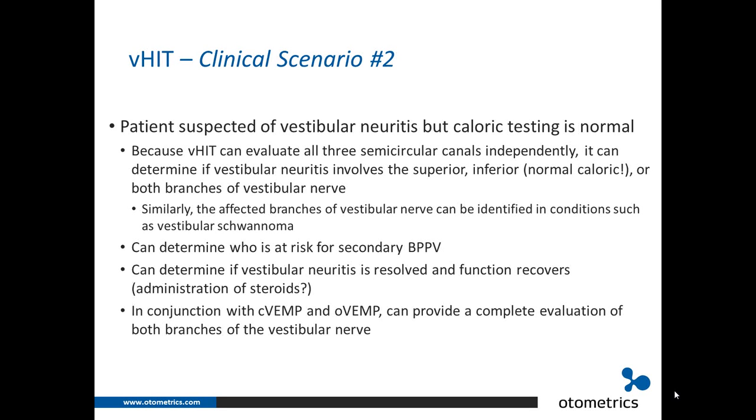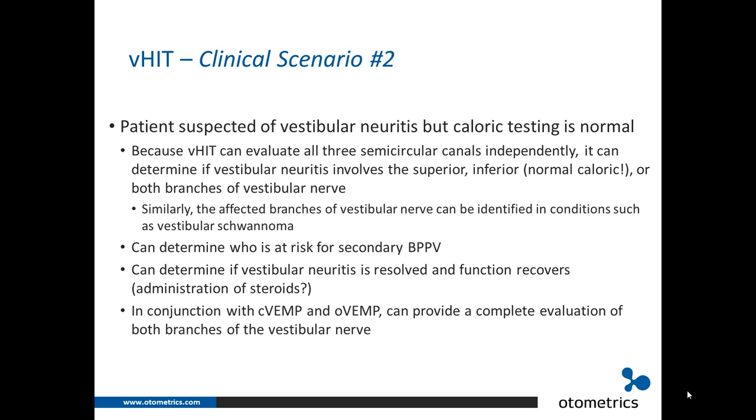Patients whose lesion is limited to the superior branch are at a higher risk for developing secondary BPPV because the pathway for the posterior canal is still intact. VHIT can also be used in vestibular neuritis patients to determine if the lesion is improving and if the function is returning to the damaged nerve. In patients who are treated with steroids, VHIT can evaluate the effectiveness of the treatment.